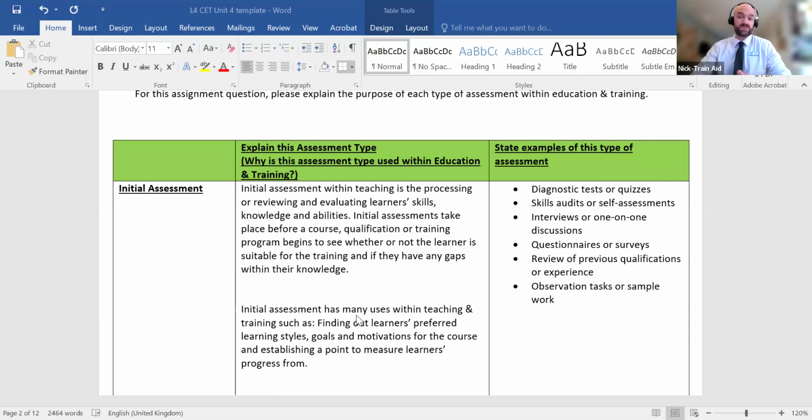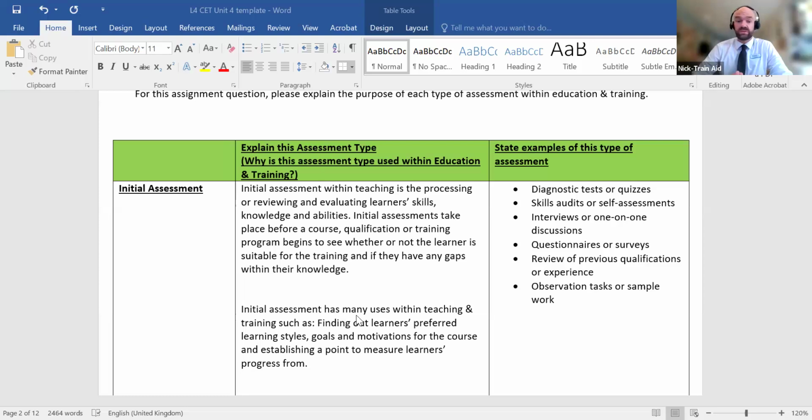So what is initial assessment? Initial assessment is done at the very start of a new course, qualification, even at the start of a unit as well. So it serves for the teacher to find out about the learner's previous knowledge, their previous skill set, their attributes, their abilities, and really their reasons for the course, but also to gauge whether or not they're going to be suitable for the qualification as well.